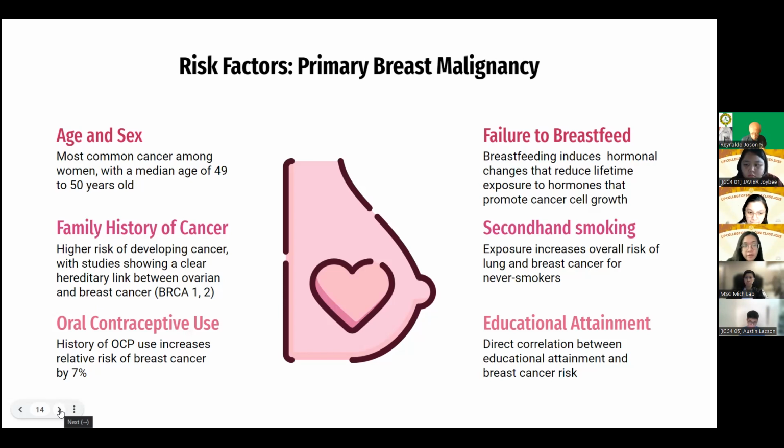Next, failure to breastfeed her child. Researchers have found that mothers who did not breastfeed had a higher chance of being diagnosed with premenopausal breast cancer. There's no defined explanation for this, but a possible mechanism could be that breastfeeding induces hormonal changes that can delay the menstrual period of the mother. And this thus reduces her lifetime exposure to hormones that can promote breast cancer cell growth.